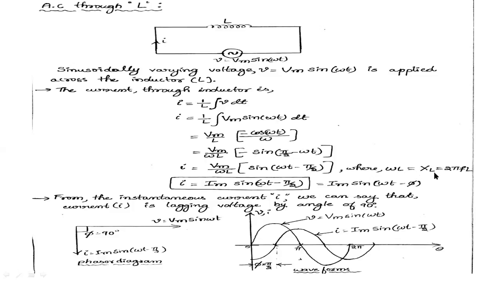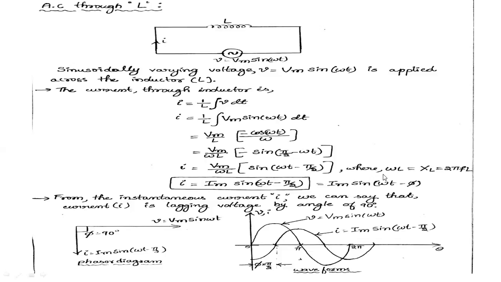Here omega L equals XL, as you already know, XL equals 2 pi FL. So I equals Im sin omega t minus pi by 2. For the case of a pure inductor, the current lags the voltage by 90 degrees. That's why I wrote minus pi by 2.